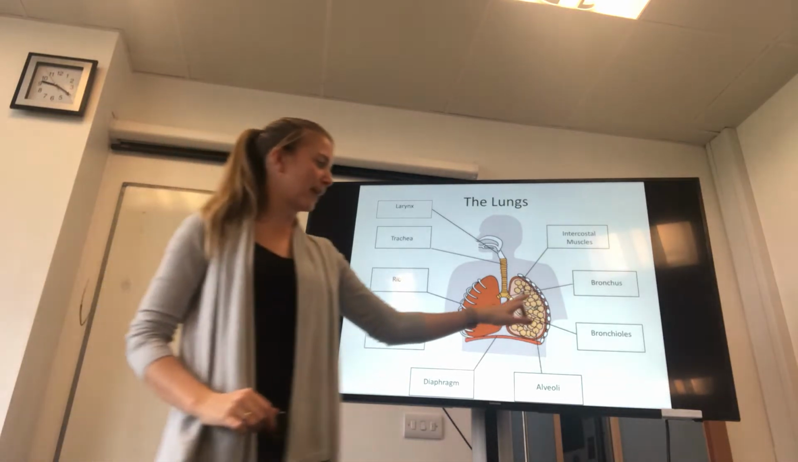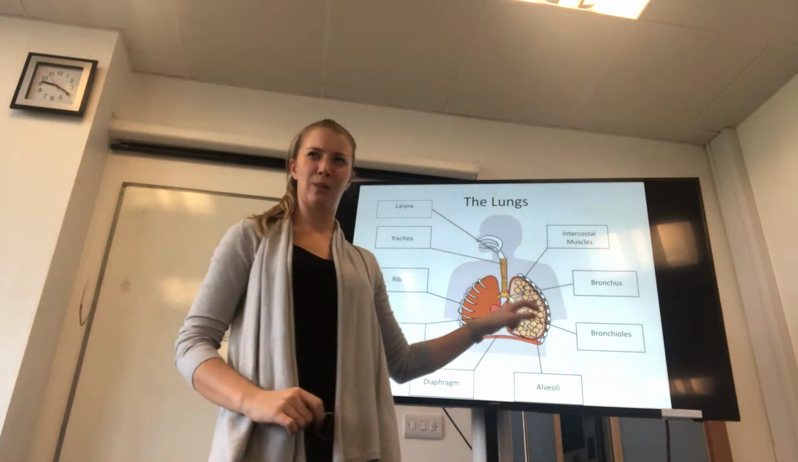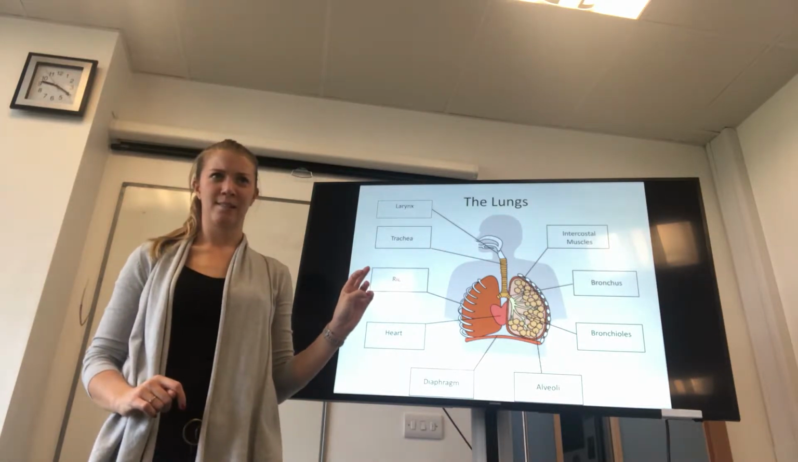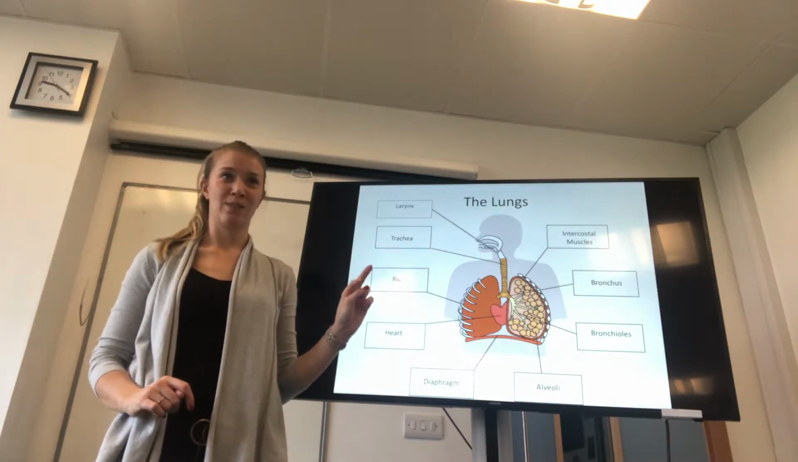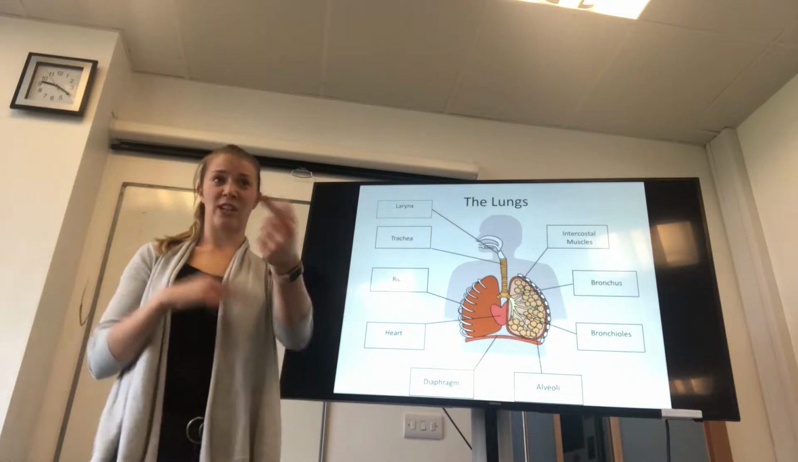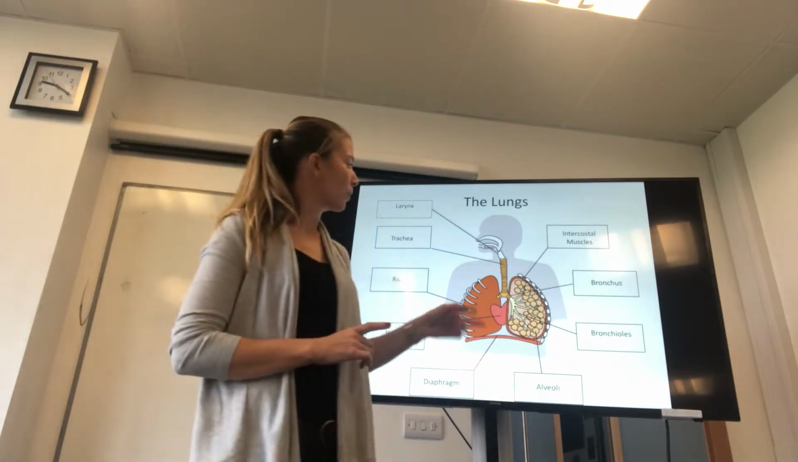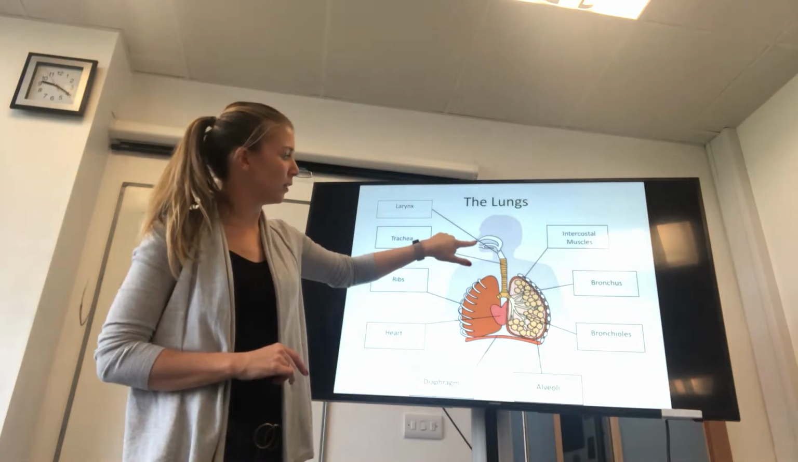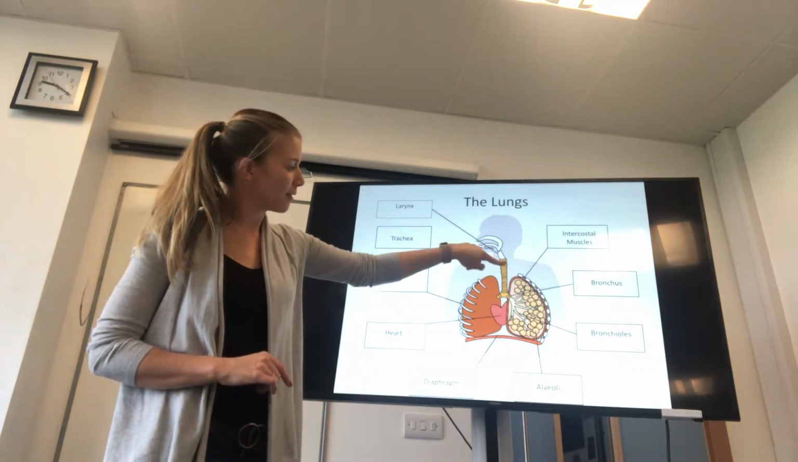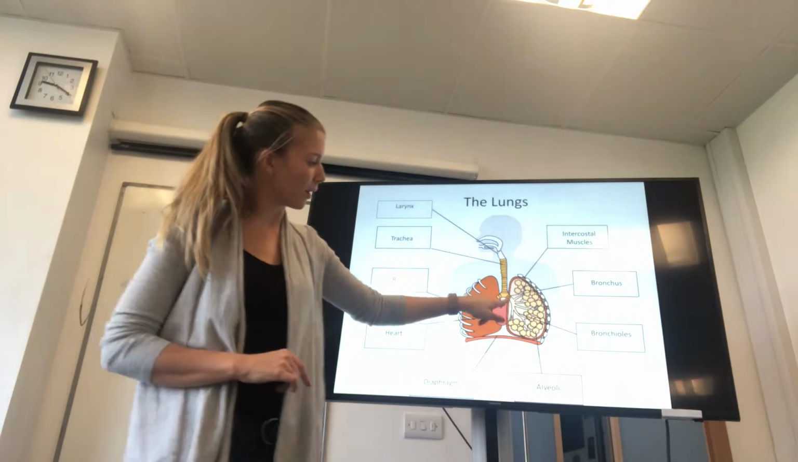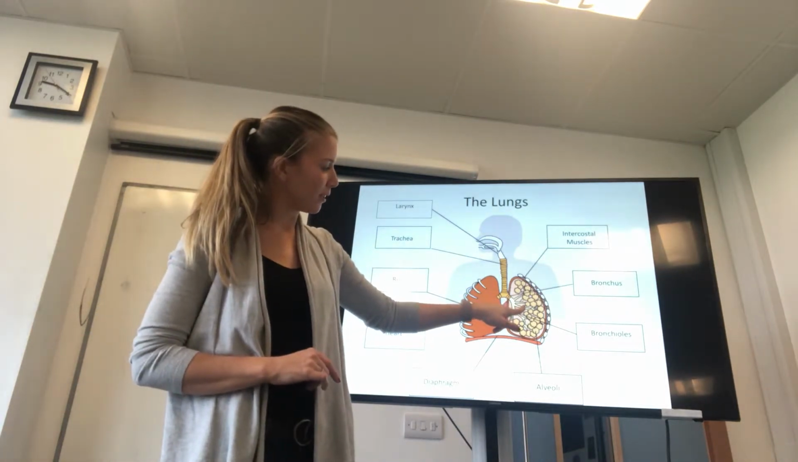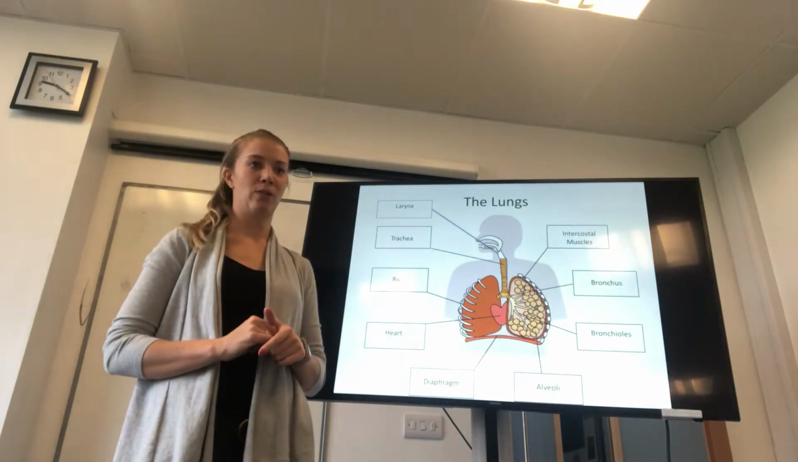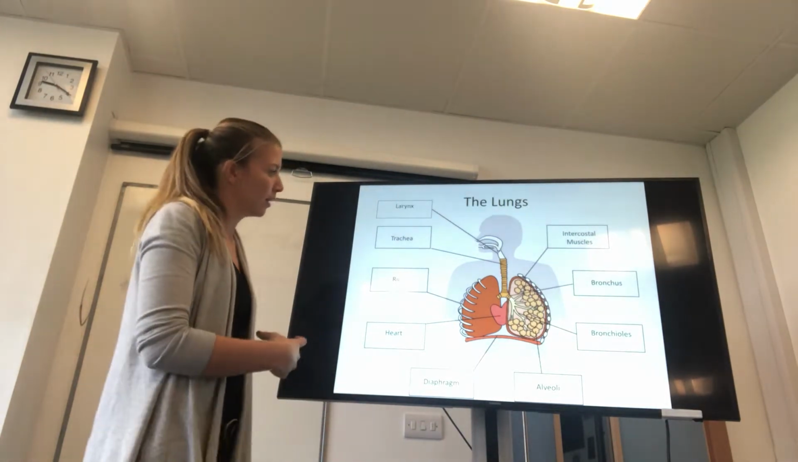The alveoli is where gaseous exchange happens. We spoke about gaseous exchange last week. What does that mean? The exchange between carbon dioxide and oxygen. Yeah, it's just the exchange of those two gases. So the oxygen comes in through the mouth and nose, goes through the larynx, down the trachea, into the bronchi, into the bronchioles, and into the alveoli. That is the pathway of the air into our lungs.